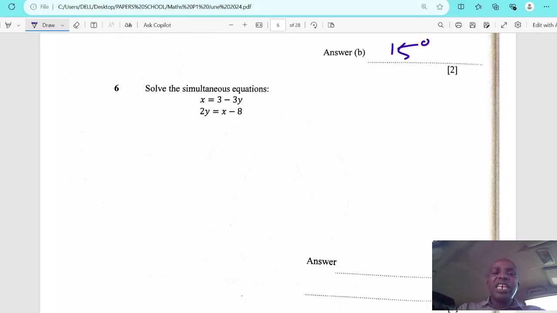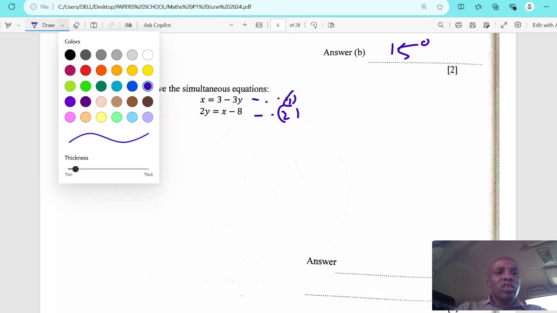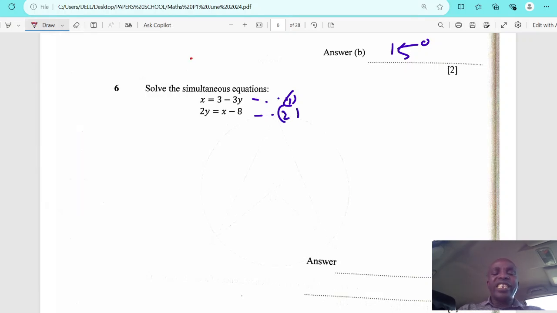Then solve the simultaneous equations. Right, we can call this one equation 1, this one equation 2. Then, like you see in equation 1, x is already made subject of the formula. Then it's easier now to use the substitution method. We can just substitute in 2. In equation 2, where there is x, you put 3 minus 3y.